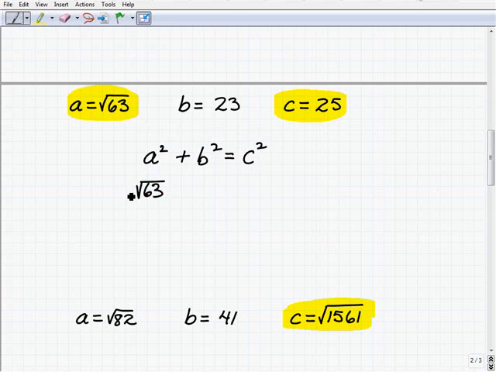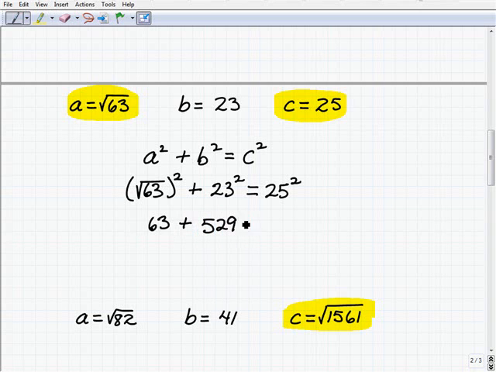So here's the square root of 63, this is our value, we're going to square it, plus b squared, which is 23 squared, and we have to see if that is going to be equal to 25 squared. Okay, so the square root of 63 squared is simply 63. So no need to put that in your calculator and get a decimal. Plus 23 squared, let's go and figure that out. That's 529. So 529 plus 63 is 592.